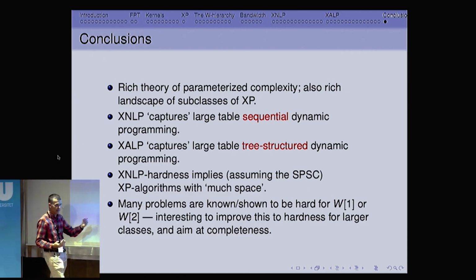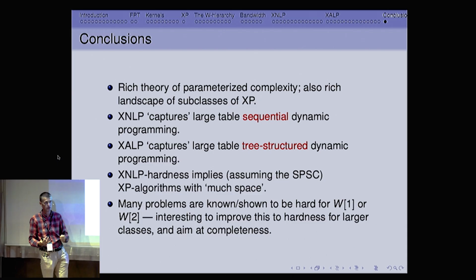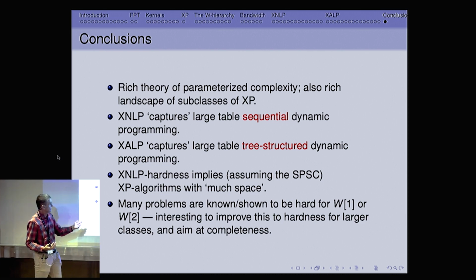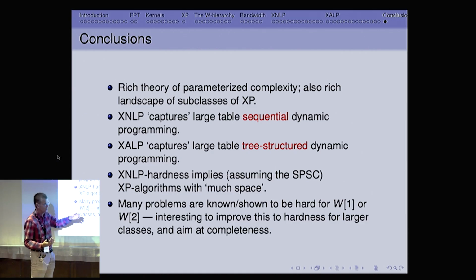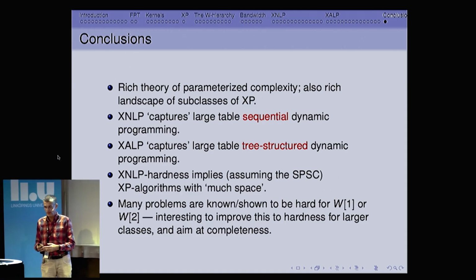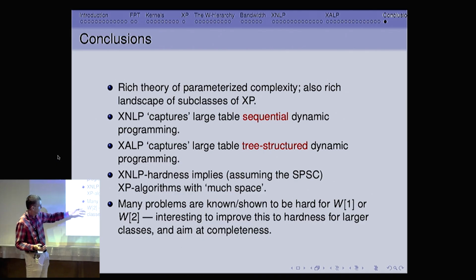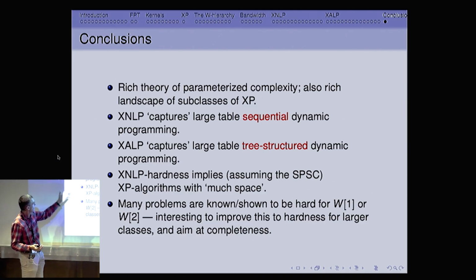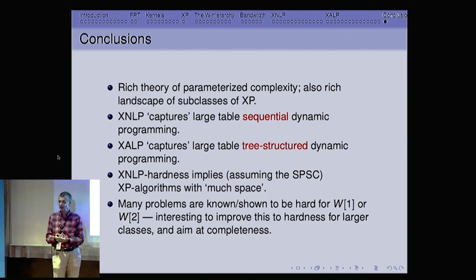And hardness actually, why I think it's nice, hardness actually tells us something about the resource usage. It tells us that if you are hard for these two classes, then if you assume this hypothesis, then the XP algorithms for these problems do need much space. So I think it's interesting, if you know that the problem is hard for W1 or W2, to see if you can actually get it to XNLP or XALP completeness. So I hope that was actually what I wanted to tell. So thank you.